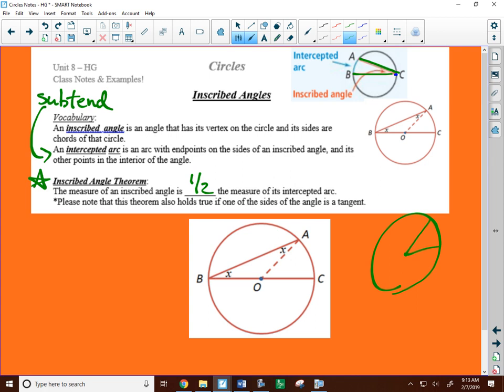So first, let's review. Central angles are the same as their arcs. So if this is 40, this is 40. If it's coming from the center, it's the same measure. If the vertex is on the circle, though, it's half the arc. So if this arc is 20, then that angle would be 10. And it works the other direction: if the angle is 10, you can find the arc is double.